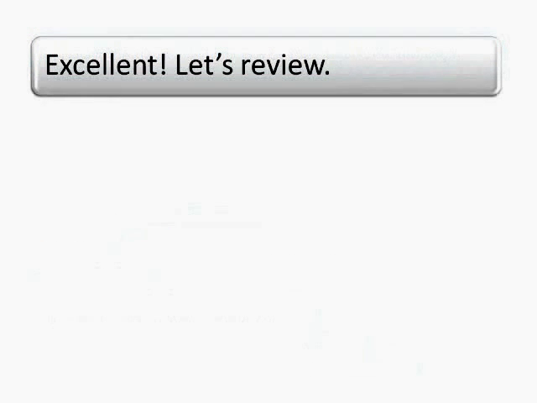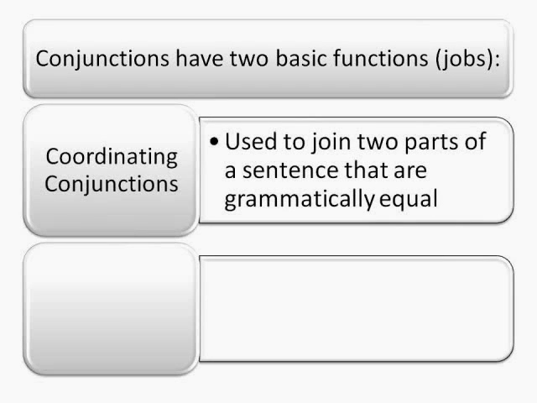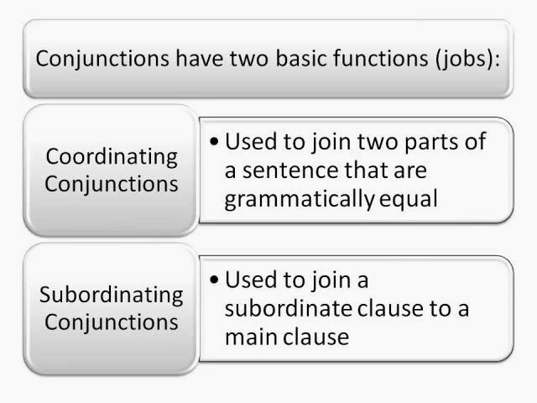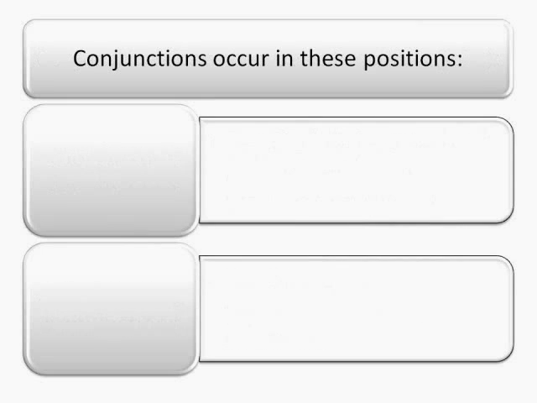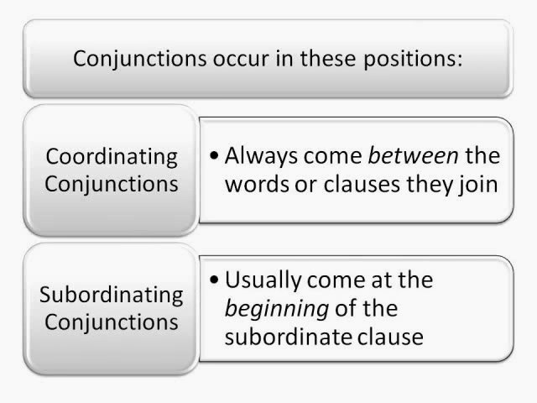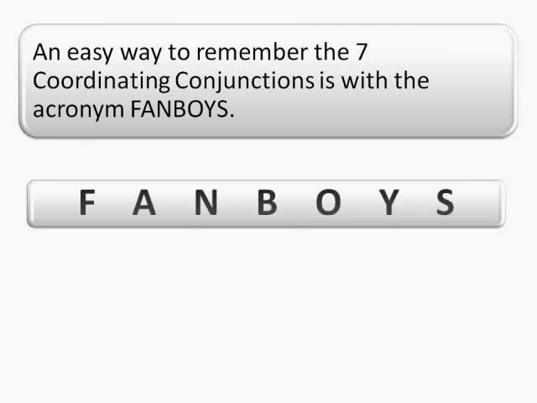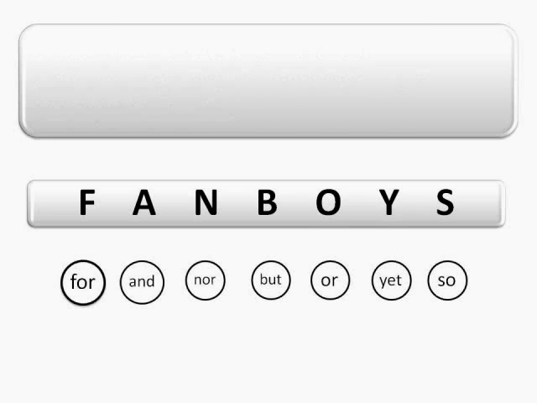Excellent. Let's review. Conjunctions have two basic functions or jobs. Coordinating conjunctions are used to join two parts of a sentence that are grammatically equal. Subordinating conjunctions are used to join a subordinate clause to a main clause. Conjunctions occur in these positions. Coordinating conjunctions always come between the words or clauses they join, while subordinating conjunctions usually come at the beginning of the subordinate clause. An easy way to remember the 7 coordinating conjunctions is with the acronym FANBOYS. Again, that stands for and, nor, but, or, yet, and so.